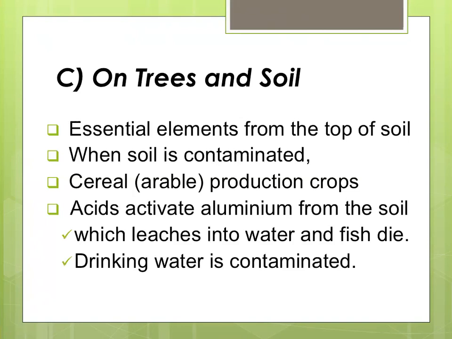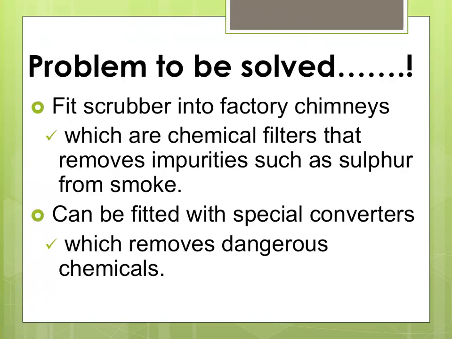These acids activate aluminium from the soil, which leaches into the water, as a result of which all the aquatic life, including the fish, will die. Overall drinking water quality is affected badly by this negative effect of the acid rain. So there are many problems that have to be solved.